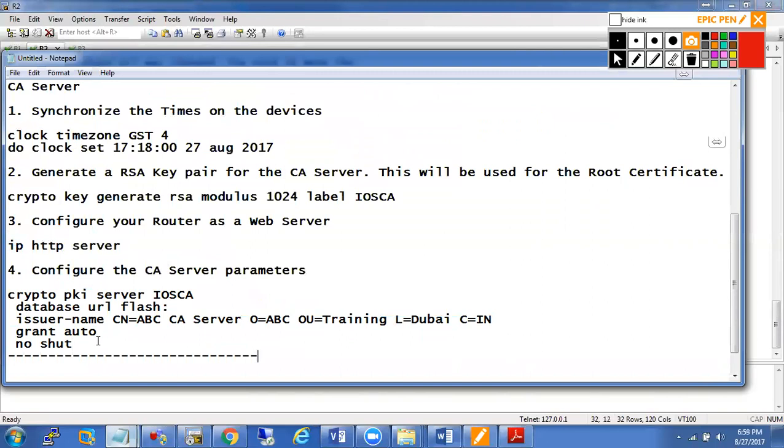Everybody good with this so far? Yes, understand? So your CS server has been set up.